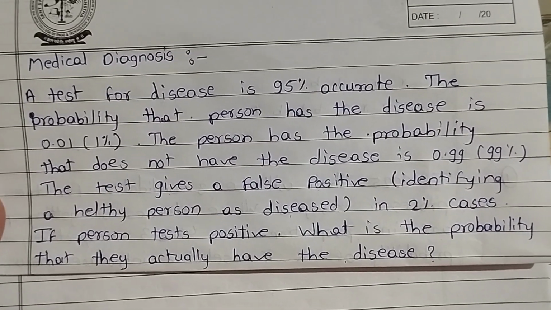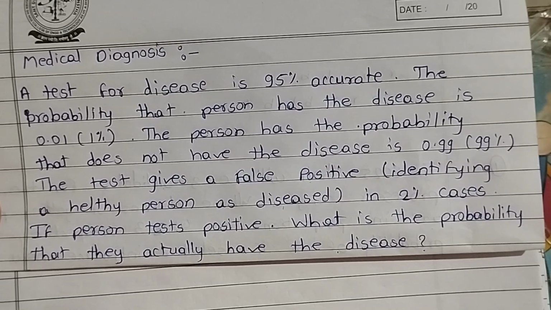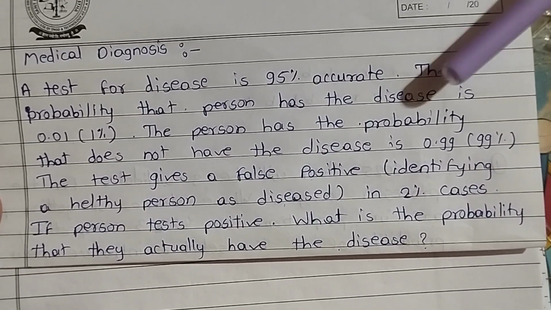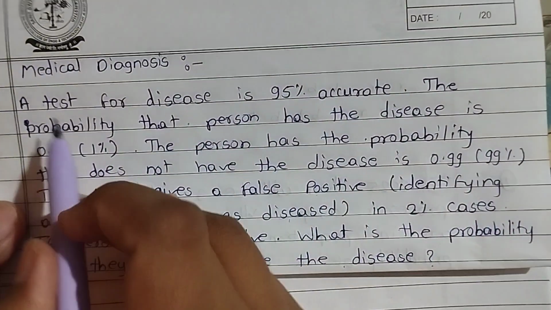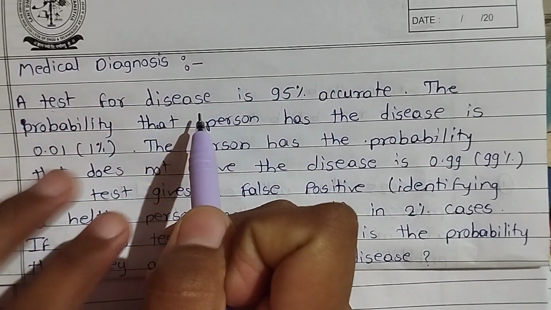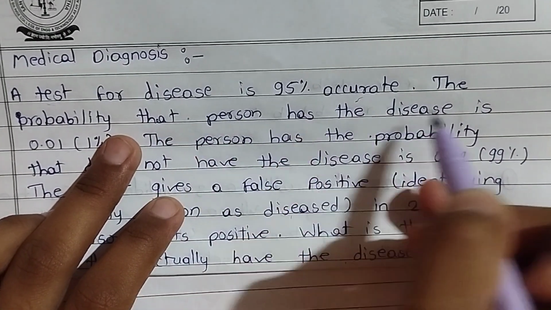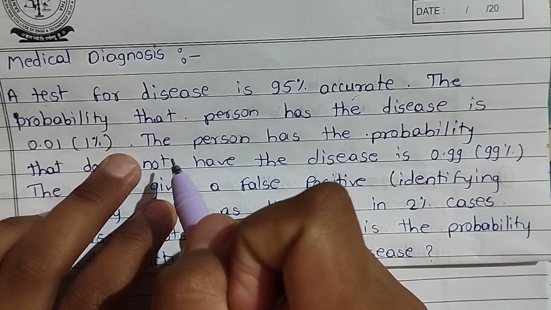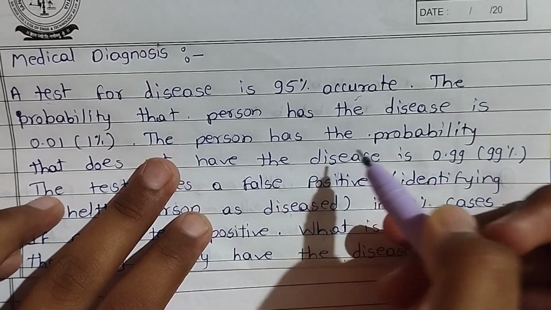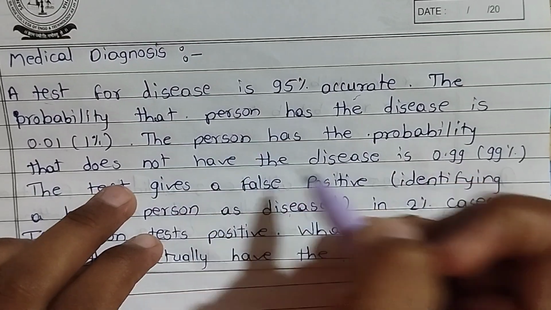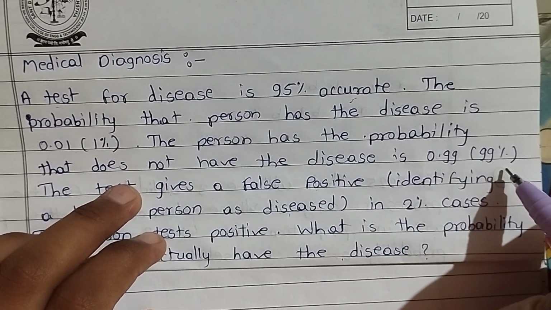Hello everyone. In this video we solve the example related to Bayes theorem. So this is the first question related to medical diagnosis. A test for a disease is 95% accurate. The probability that the person has the disease is 0.01, which means 1%. The probability that the person does not have the disease is 0.99, which means 99%.